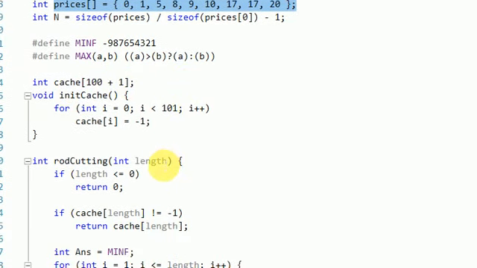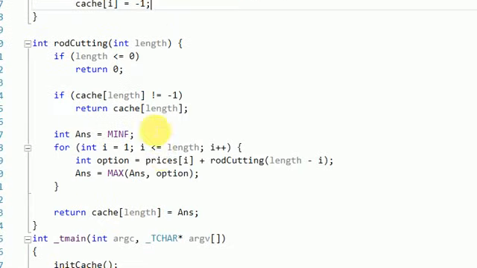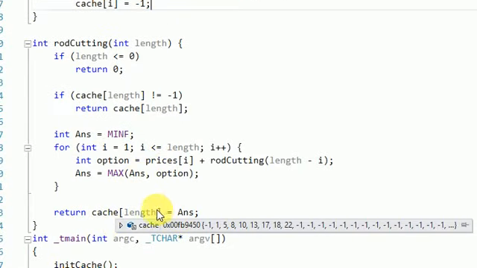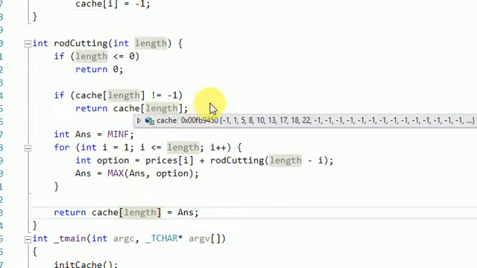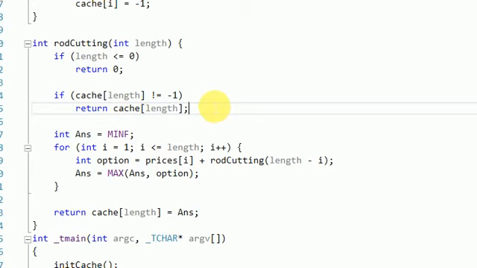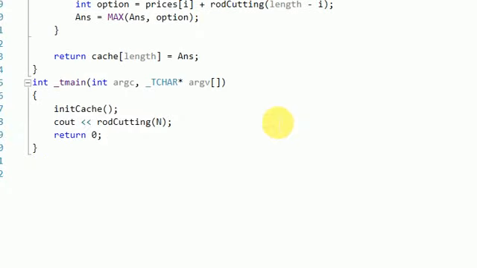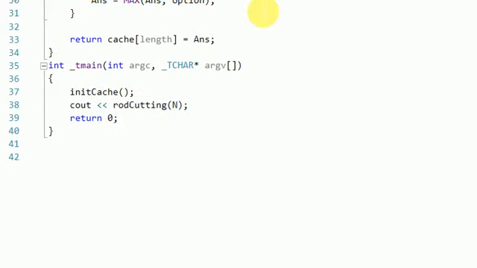As this has a single varying variable, length, we have a 1D cache. We initialize the cache to -1, and whenever we return the answer, we store it in the cache. Again, for that particular state, if the answer is already present in the cache, we return it from the cache. Okay, this is the rod cutting problem.